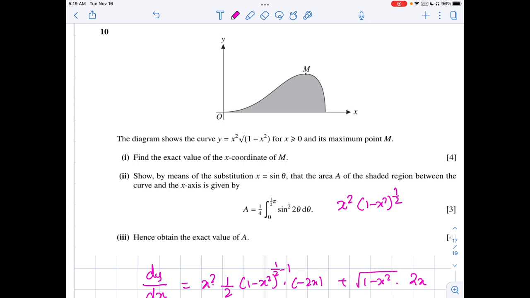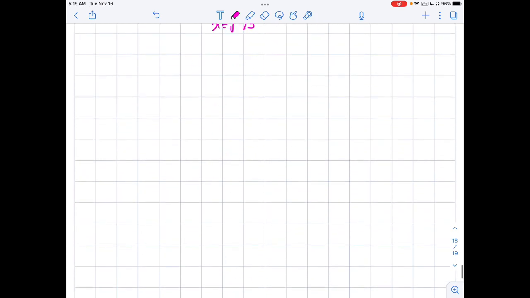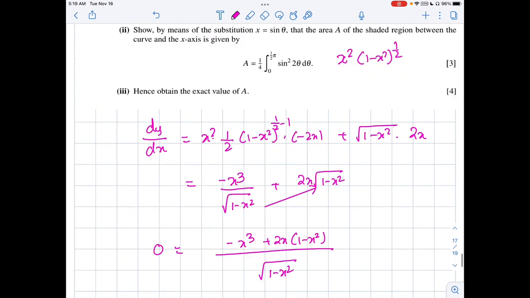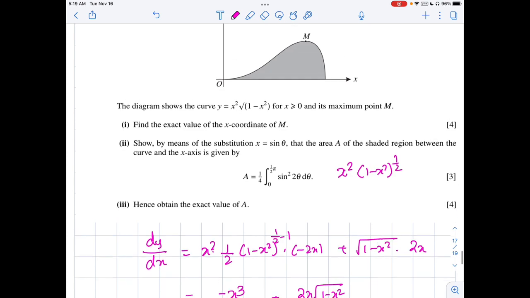Area of the shaded region. Substitute x is equal to sine theta. Area is nothing but what? Integral. Integral from where to where? From 0 to pi by 2.